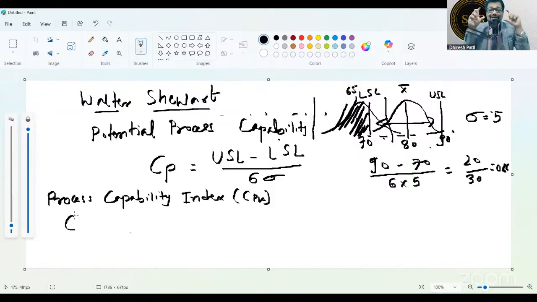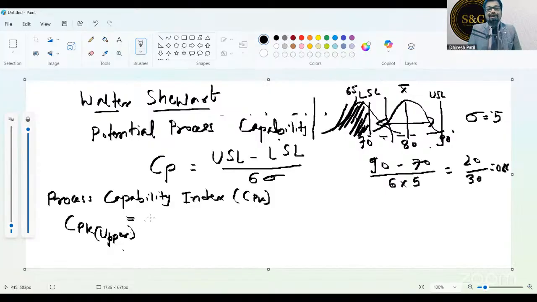So we will calculate the process capability on both sides, lower side as well as upper side, separately. And whichever process capability is lower, wherever you are making more defects, that is your actual process capability. Understand this? Okay, so let's check the formula. So Cpk, there are two formulas basically. Cpk upper, in brackets.